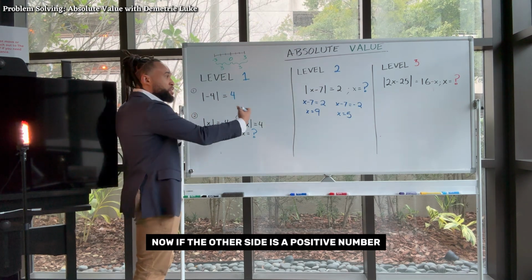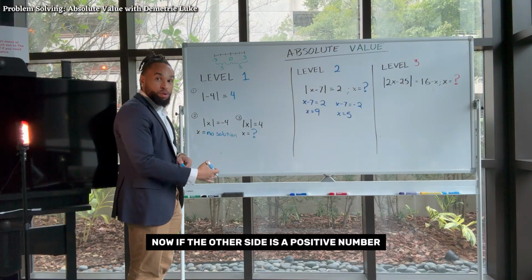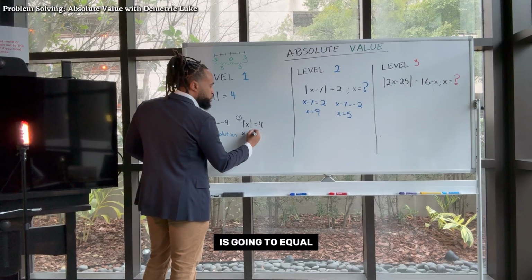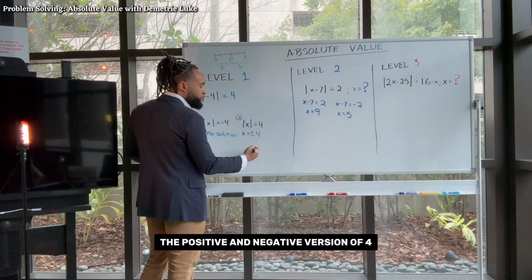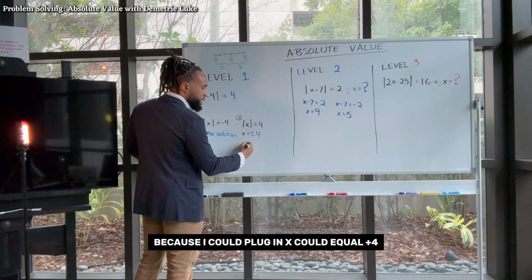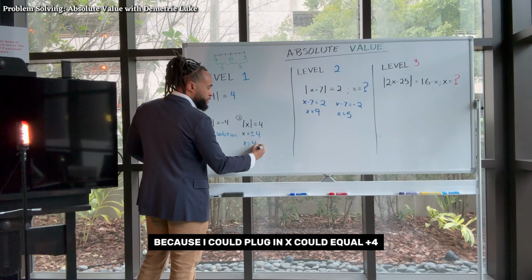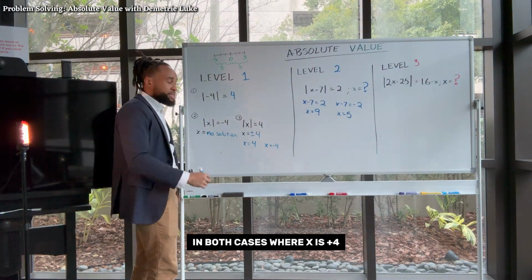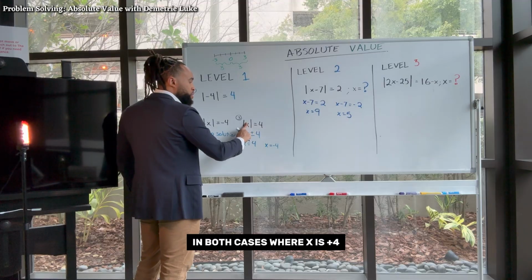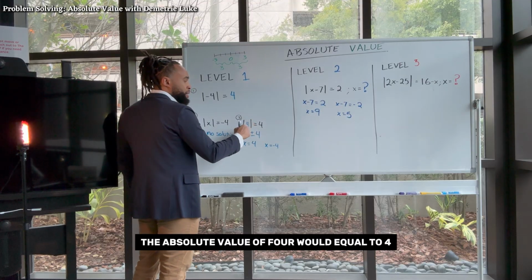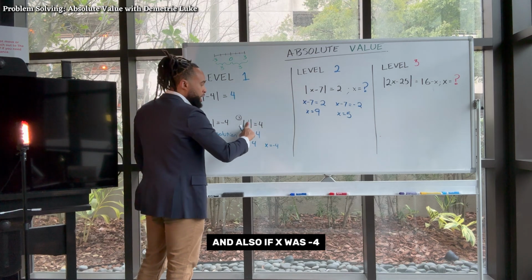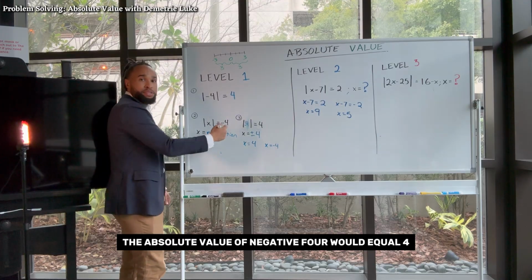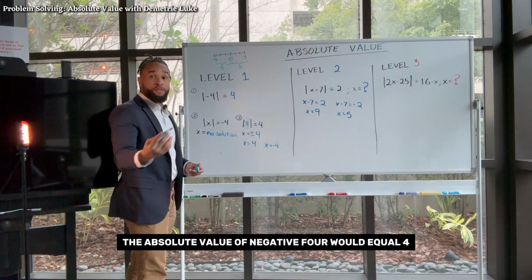Now, if the other side is a positive number or an expression of some sort, then we know that x is going to equal the positive and negative version of 4 because I could plug in x could equal +4 or x could equal -4. In both cases where x is +4, the absolute value of 4 would equal 4. And also, if x was -4, the absolute value of -4 would equal 4 as well.